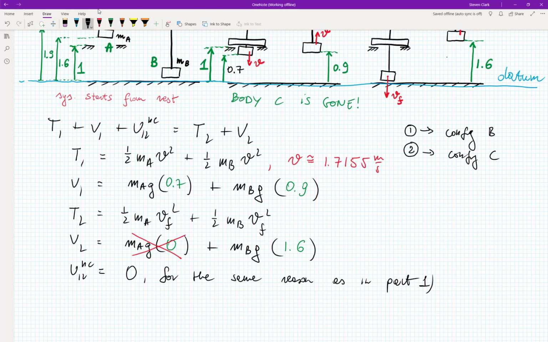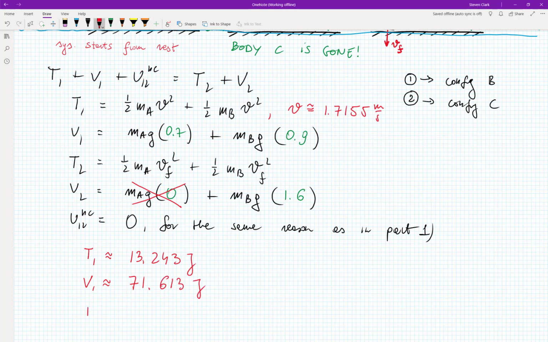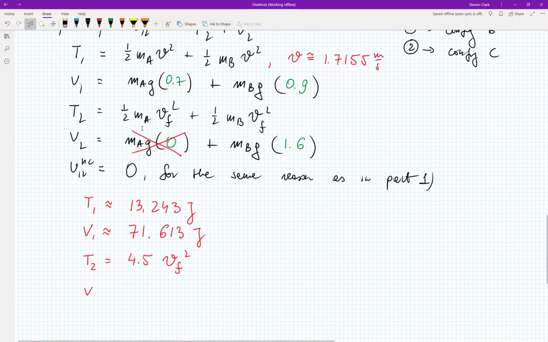Okay, guys, so dynamics is done. We are done with dynamics. The rest is mathematics. Grab your calculators and obtain values of these 5 parameters. So in here we will have T1 approximately 13.243 joules. Our potential energy at the beginning will be approximately 71.613 joules. Kinetic energy at the end is exactly 4.5 V final squared, and when it comes to V2, it is approximately 78.48 joules, and U12 is 0.